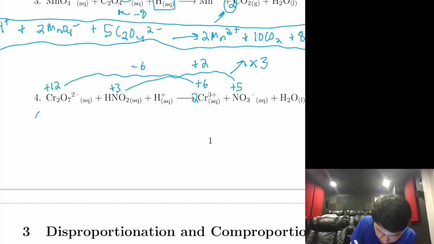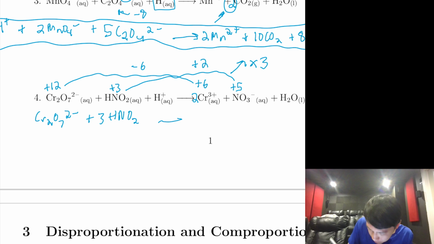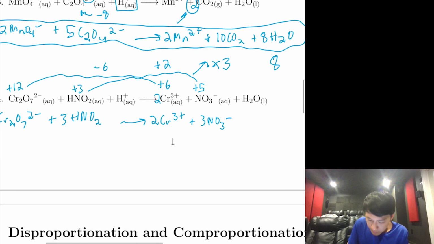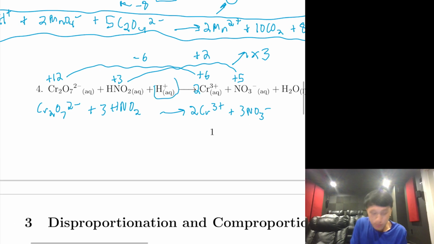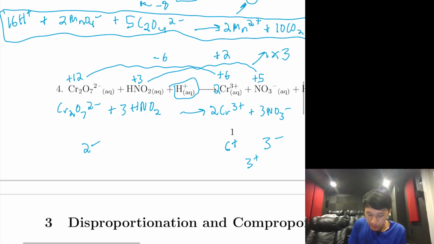So we have Cr2O7 2 minus, plus 3HNO2, and then goes to 2Cr3 plus, plus 3NO3 minus. Then we're working in acidic conditions, so that's going to be our charge balancer. This side we have 2 minus. This side we have 3 minus and 6 plus. So that's overall going to be 3 plus. To balance this out, we're going to need to add 5H plus to the left side.